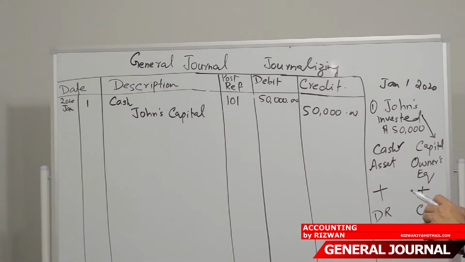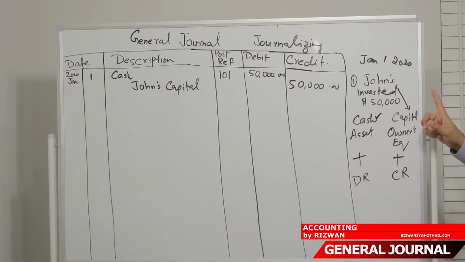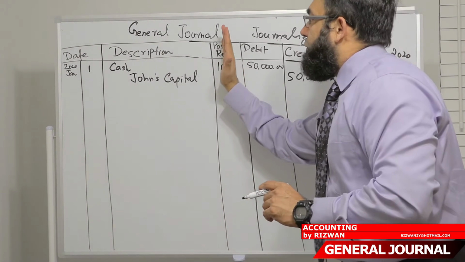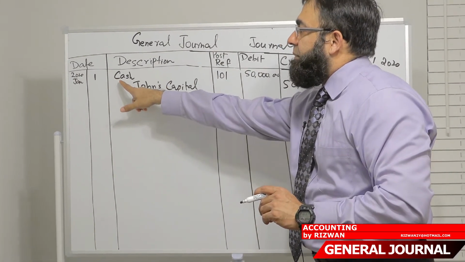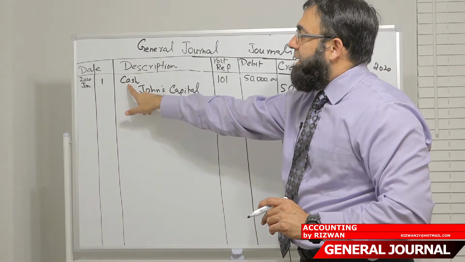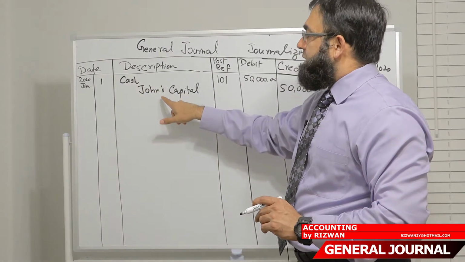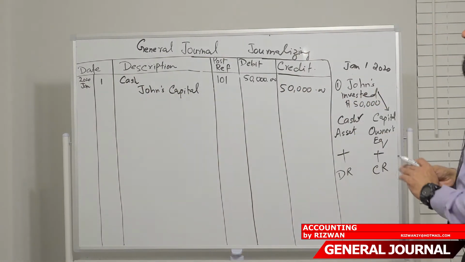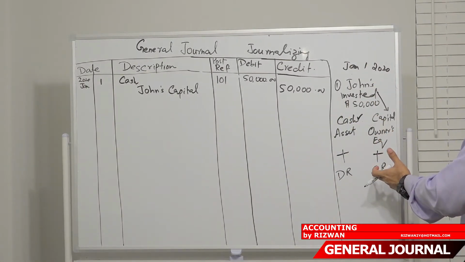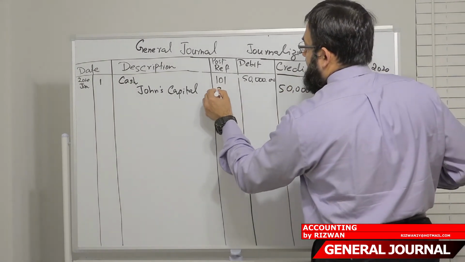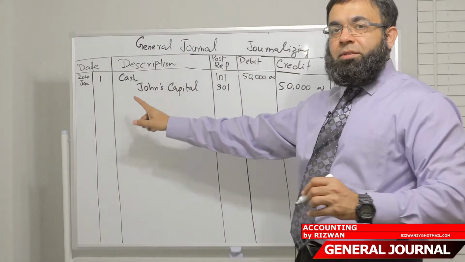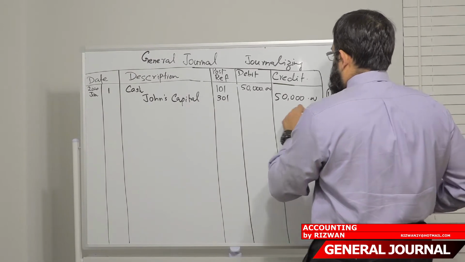So John invested $50,000 in cash. Cash is an asset, and it is on the debit side. Even without looking over here, you can easily tell which account is going to be debit and which is going to be credit. Very simple. Why? Because cash is left-handed, and John's capital is right-handed. I forgot the account number for John's capital; since it is an owner's equity account, I'll put 301, and you already know that all equity accounts start with number 3.